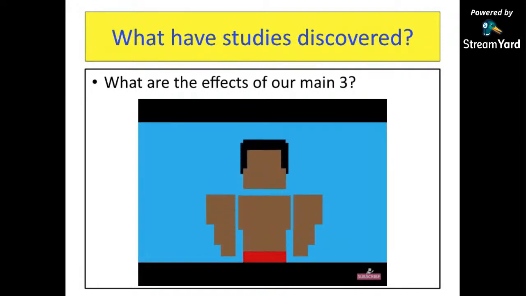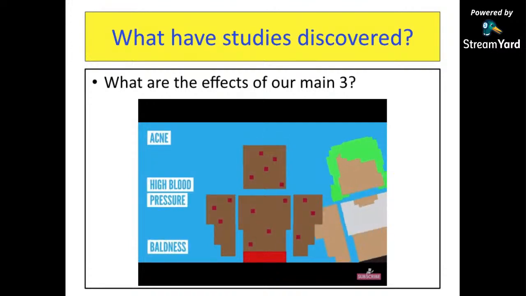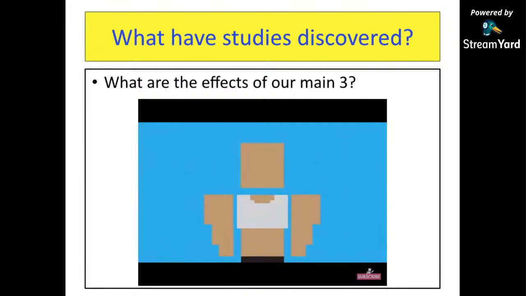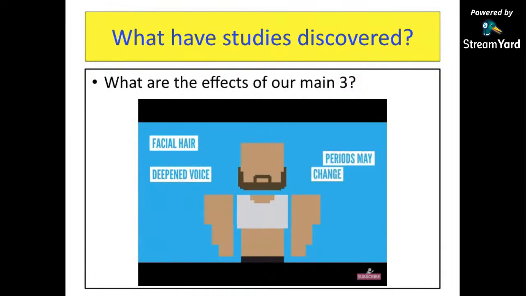But of course, not all the effects of anabolic steroids are positive. It can cause acne, high blood pressure, and male pattern baldness in both men and women. They can cause men's testicles to shrink, decrease sperm count, and increase your risk for prostate cancer. And women using these steroids can develop facial hair, a deepened voice, and their periods may change or even completely stop. So seriously, don't use these.